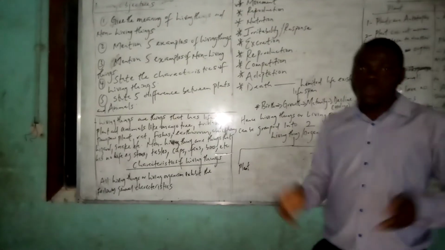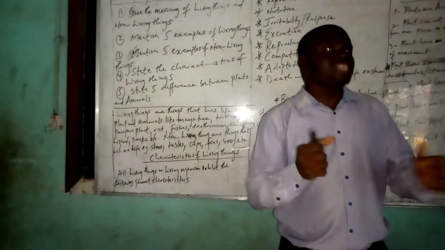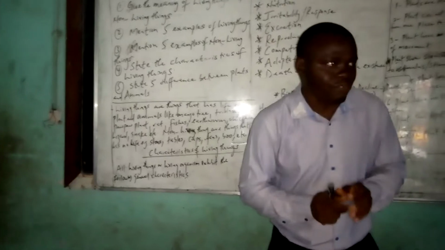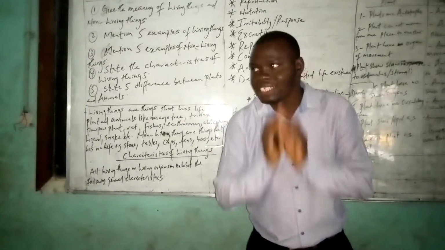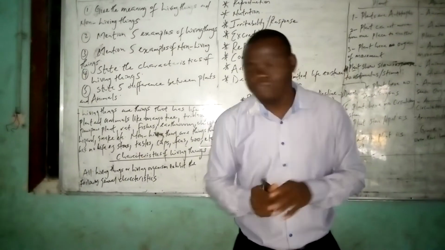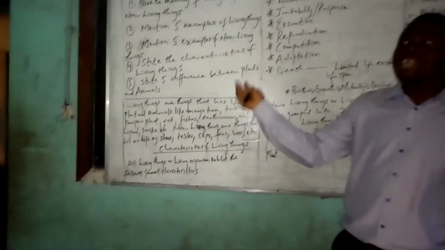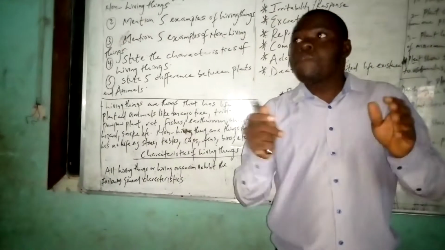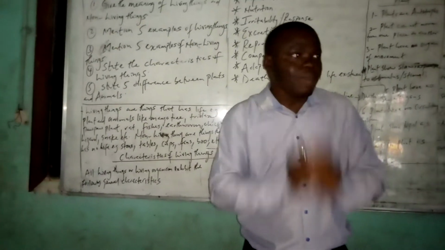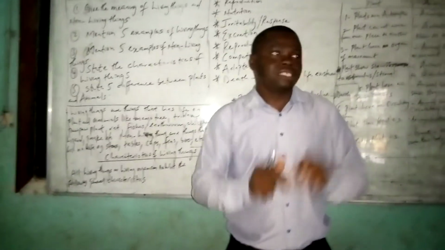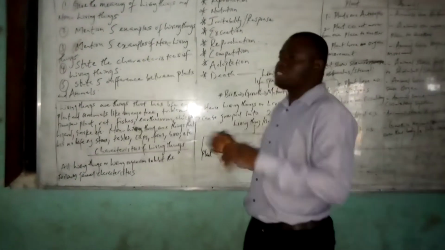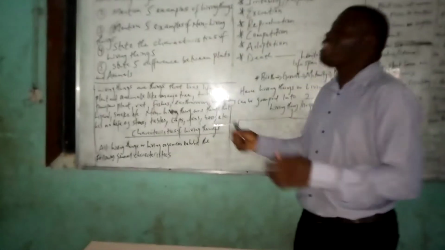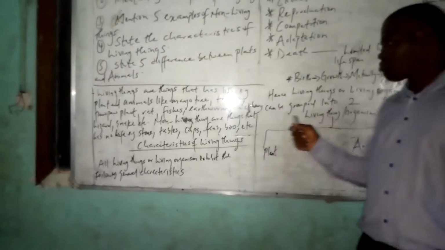Living things. What are living things? Living things are things that have life. Examples are plants and animals. Plants and animals have life. Some people may not think that plants have life, but in biology, plants have life. Examples of plants and animals are mango tree, spider, pawpaw plant, fishes, rats, earthworm, etc.